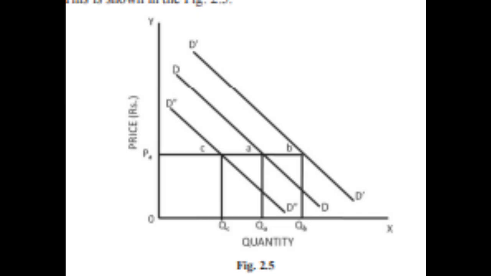Fig. 2.4. DD is the demand curve. At point A on the demand curve we find that at price OPA, OQA of a commodity is demanded. As price falls to OPC, demand becomes OQC. This movement from point A to point C on the demand curve DD is referred to as extension in demand. Similarly, when the price of a commodity rises to OPB, demand falls to OQB. Thus, the movement from A to B on the demand curve DD is known as contraction in demand.